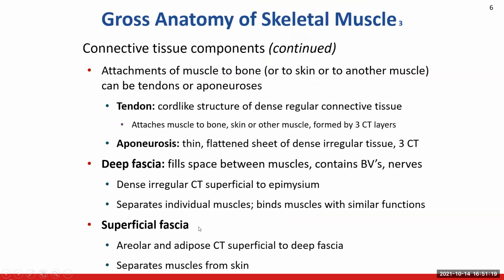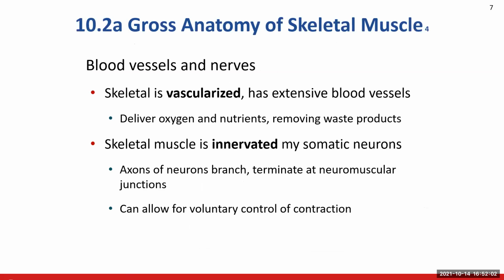All right, and then finally, our other type of connective tissue is the superficial fascia. If you look here, the superficial fascia is made up of areolar and adipose connective tissue. Those ingredients look similar to the hypodermis. Well, the superficial fascia is another name for the hypodermis. It will be deep to the integument, underneath the skin. This is the layer that you'll see after peeling back the skin during a gross dissection. This is the superficial fascia, and that separates the muscles from the skin underneath.